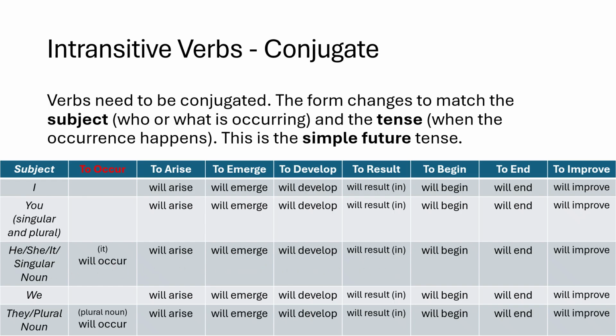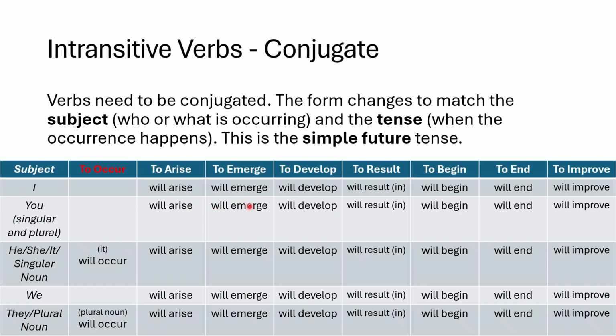Notice, occur is most often used with it or plural nouns. Notice, result takes the typical structure of result plus in when it is expressed in sentences. It will occur. Noun will occur. I will arise. You will arise. He will arise. She will arise. It will arise. We will arise. They will arise.